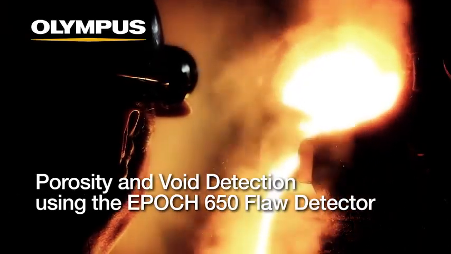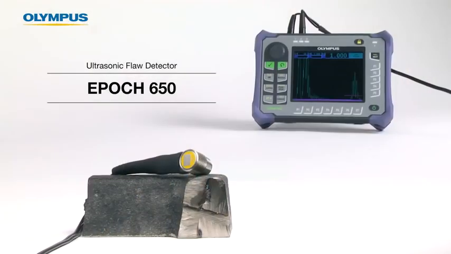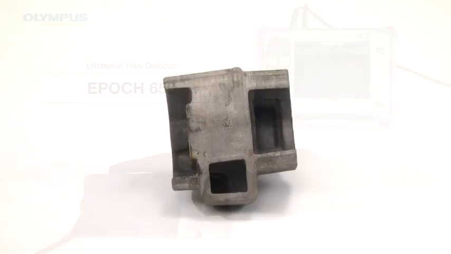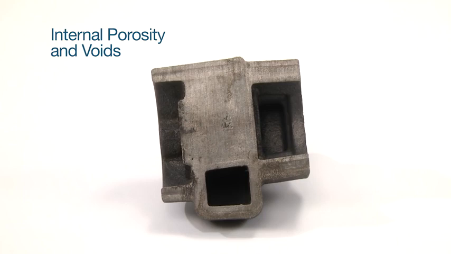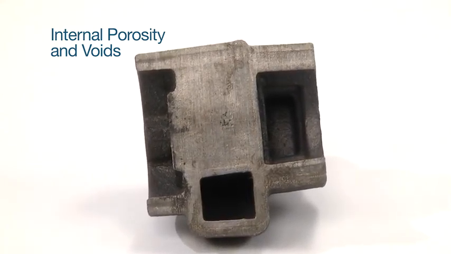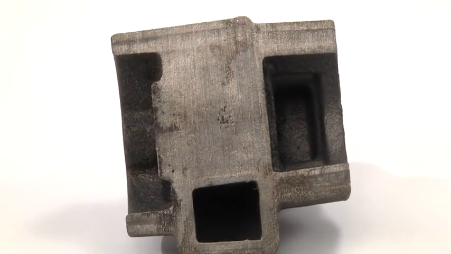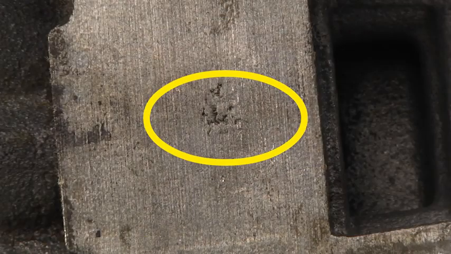This first example will cover porosity and void detection using the EPIC 650 flaw detector. It's common for internal porosity and voids to occur in more central locations within a cast part. This is where it takes longest for the metal to cool with respect to the outer edges.